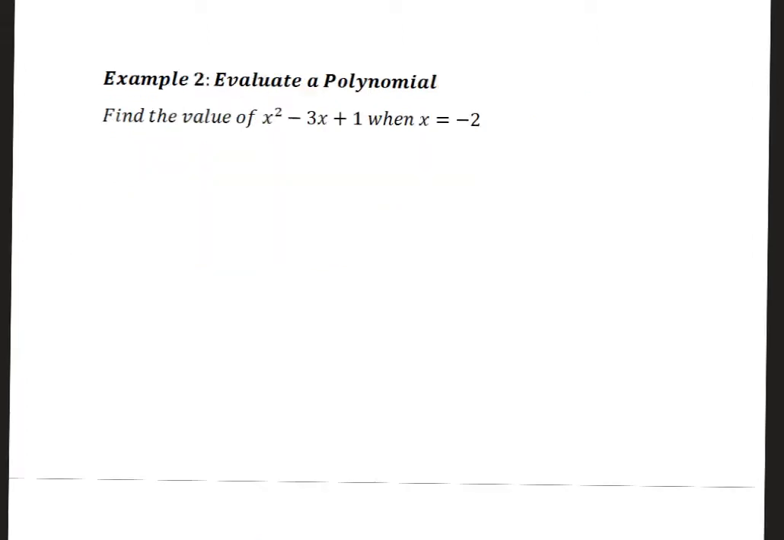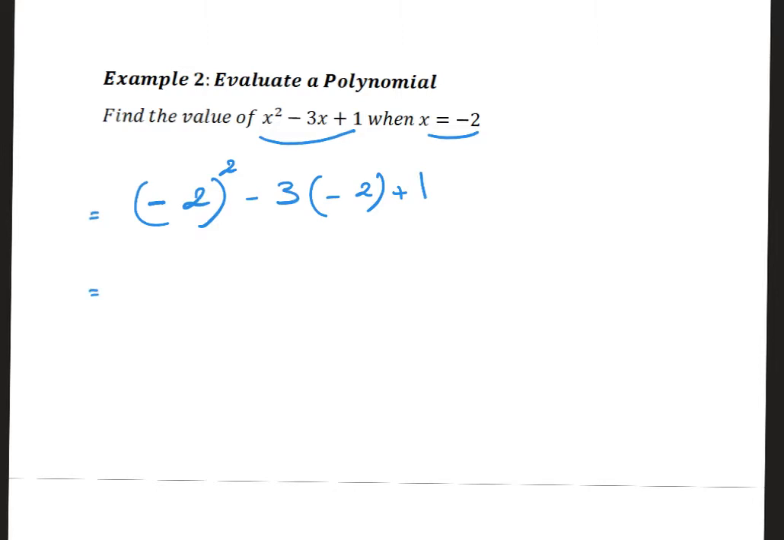In this example, we're going to learn how to evaluate a polynomial with a given value. So we have x squared minus 3x plus 1, and we need to find the value of this polynomial when x equals negative 2. So we need to substitute x by negative 2. So we're going to substitute x, we're going to have negative 2, make sure you have parentheses, squared, minus 3 times negative 2 plus 1.